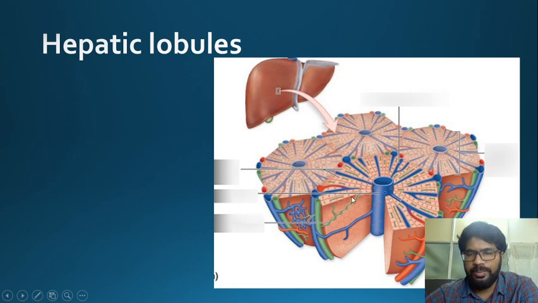Through the biliary canaliculi, bile flows through the branches of the bile duct. Finally, they form the right lobe duct. From the right lobe, the right hepatic duct, and from the left lobe, the left hepatic duct, join together to form the common hepatic duct, which is joined by the cystic duct to form the common bile duct, which enters the second part of the duodenum.